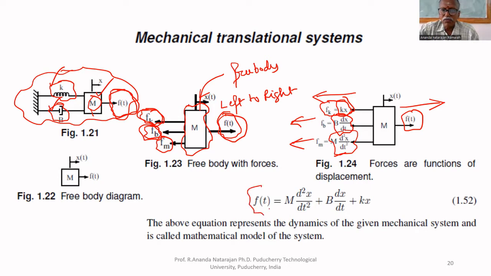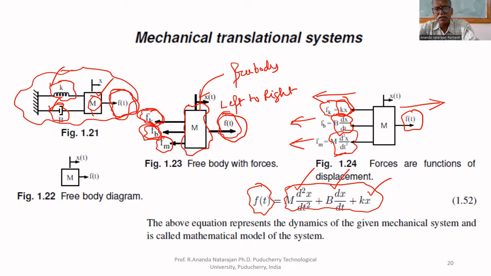So the applied force is written on one side of the equation. The remaining reaction forces are written on the other side. That is M d square x by dt square because of mass, B dx by dt because of dashpot, and the third one is Kx because of spring. That's all. This is the mathematical model in the time domain.